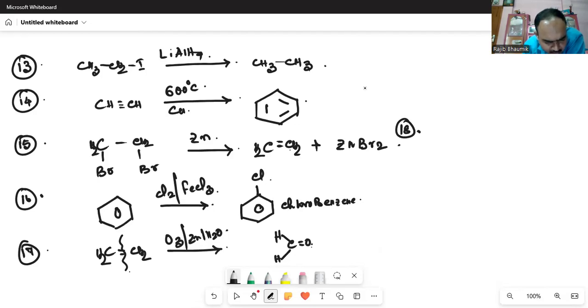Number 18. Benzene is treated with chlorine in presence of sunlight and the absence of halogen carrier. Okay, very simple actually.